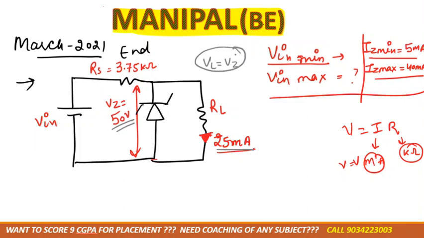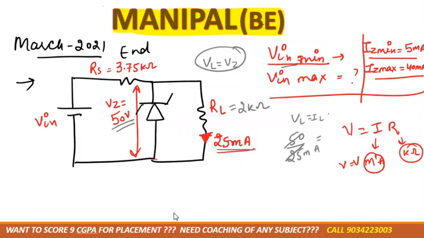Okay, try this question. In this case, IL is given, and VL is given as 50 volt, because VL is equal to VZ. So we can calculate RL, right? VL is equal to IL into RL. So that would be 50 divided by 25 milliampere. That would be how much? 2 kilo. Correct?